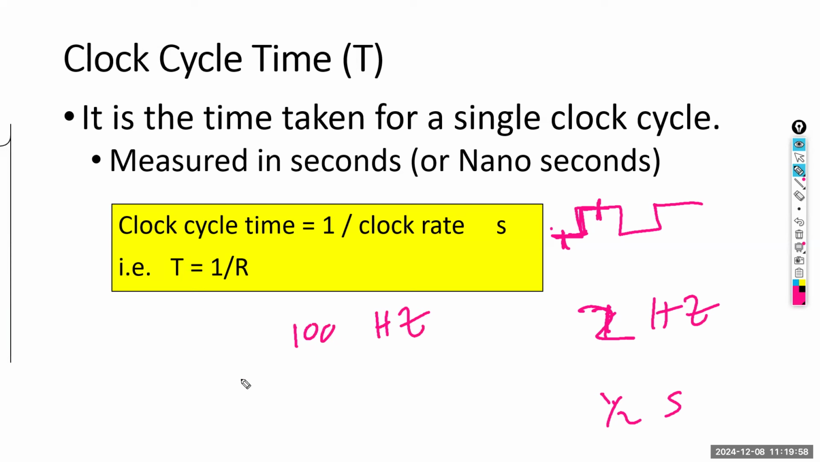100 cycles per second. Then what is the clock cycle time? 1/100 second.